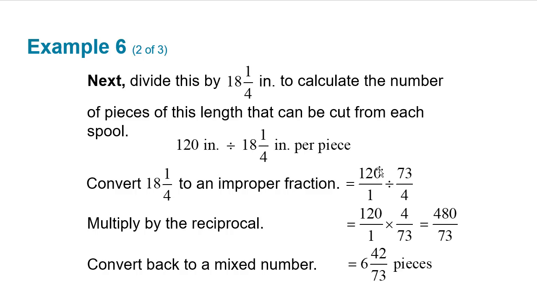So now we're saying 120 over 1 divided by 73 over 4 becomes 120 over 1 times 4 over 73. Straight across, 480 over 73. And then you'd have to do the long division or slap it into your technology to get it back into a mixed number. And you see that you get 6 and 42/73 pieces, right? Well, they only want to know how many whole pieces, so basically they can only get 6 of these things out of it, and then they're going to have some leftover, right? 42/73 of one of these pieces. So they're going to have roughly a half. They're going to have about 9 inches left over.